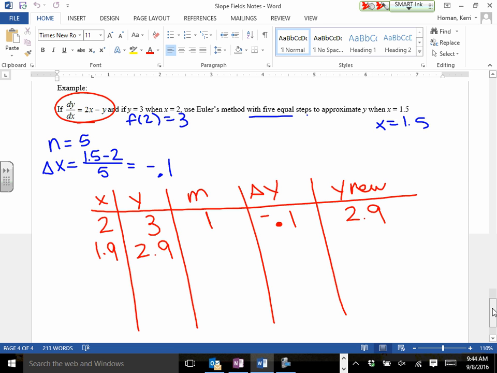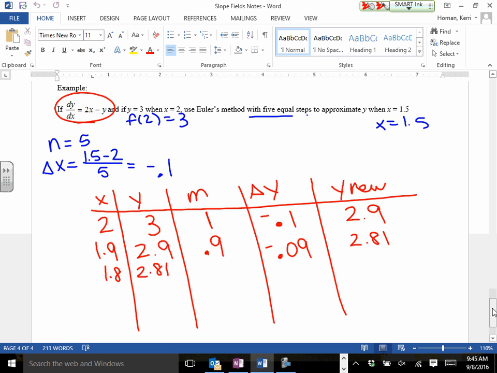Okay. So now let's determine our slope. X is 1.9. Y is 2.9. What's our slope? 0.9. Multiply that by delta x. We get negative 0.09. Thank you. Which means our new y value, we're going to add that to 2.9, so we're at 2.81.